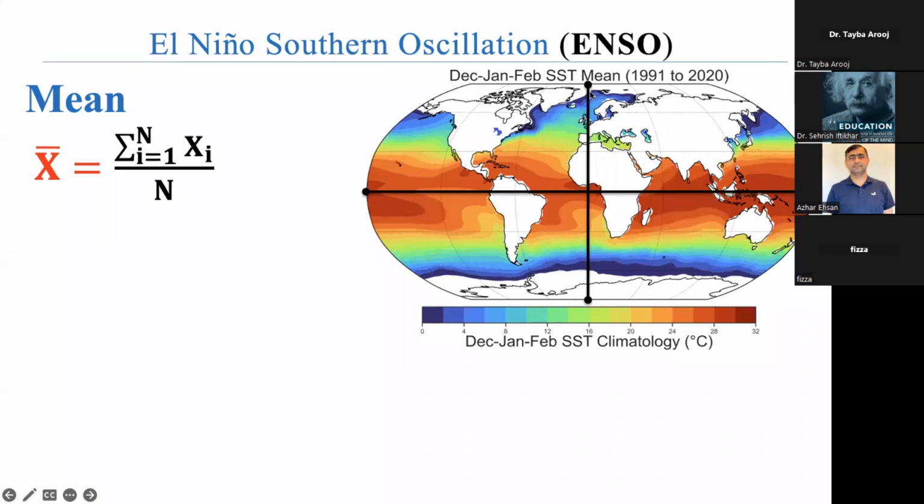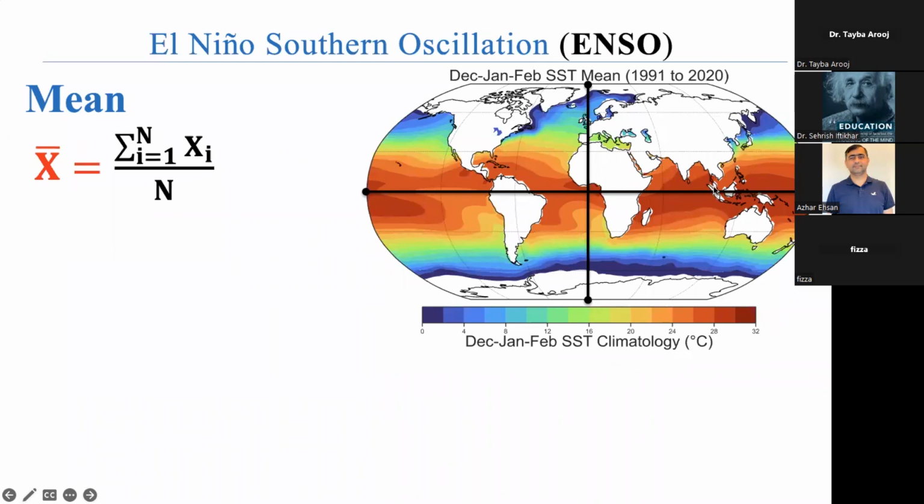From the poles going to this black line, which is the equator, and this line is 0 degree latitude. Not date line, sorry, 0 degree latitude. So this is a pattern there.